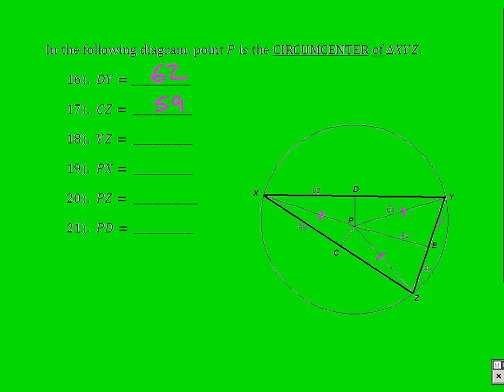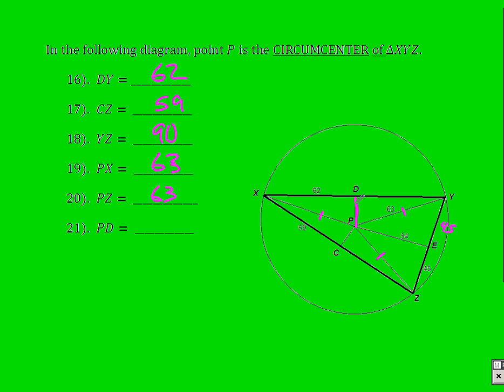YZ, well, that's a full big long side, which means both need to be 45, which means they would add up to 90. PX and PZ are two of the segments that go from the center to the endpoint. So they must all be the same as PY, which is 63. And the tough one here is PD, this segment right here.